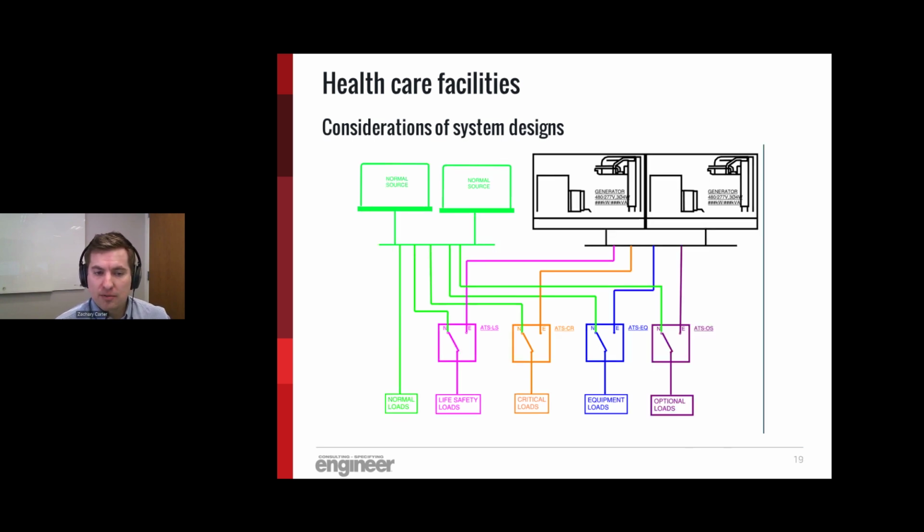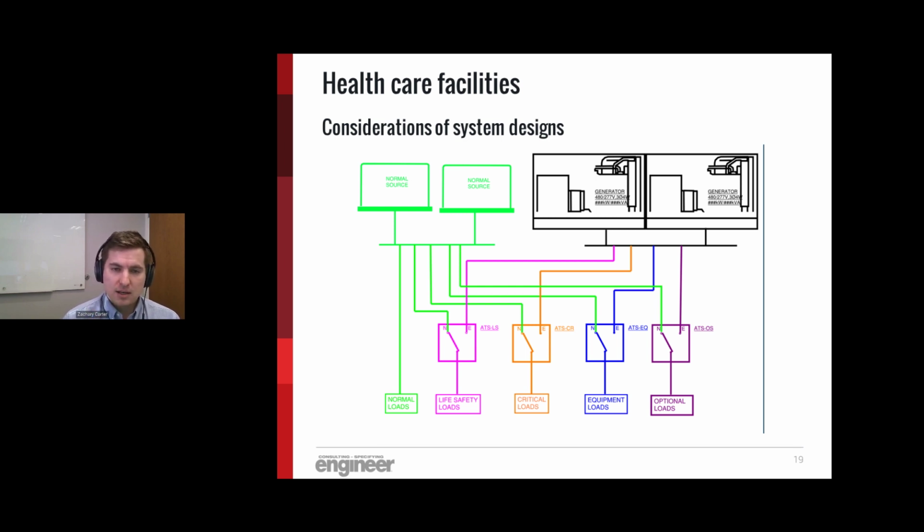So if I want to add a little bit of redundancy to the code minimum required healthcare, or essential electrical system, I should call it, I can do this in many ways. In this example, I just wanted to point out, again, on the normal side, you can have multiple normal services, which creates another level of redundancy that we can get from the utility. And you can also have multiple generators that can be paralleled for more redundancy.